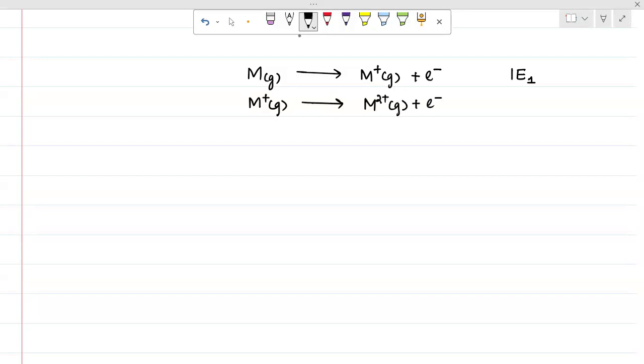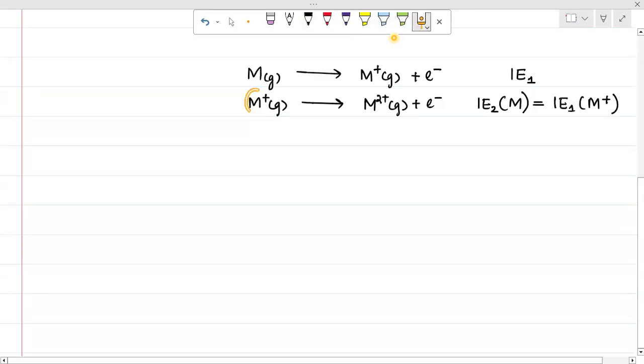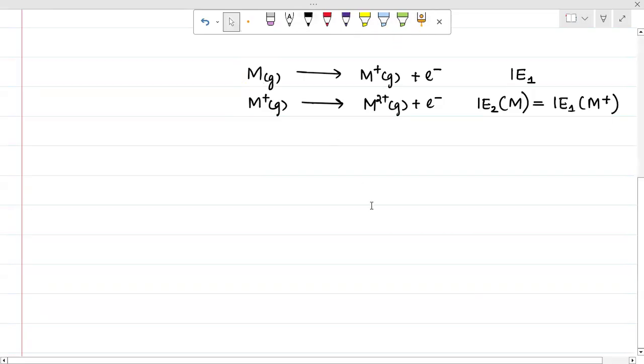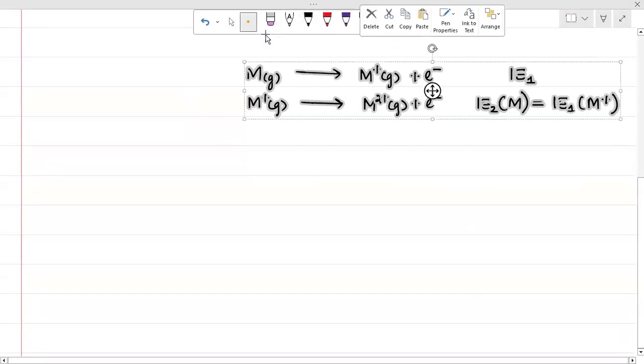So here, if you compare M to M2 plus, two electrons have been lost. From M to M2 plus, two electrons have been lost, which means it is the second ionization energy of M, or this can be written as the first ionization energy of M plus. This was M plus, and from here you're removing only one electron. So it can be written as the first ionization energy of M plus or the second ionization energy of M. Similarly, I can write, let me write once again, one more step.